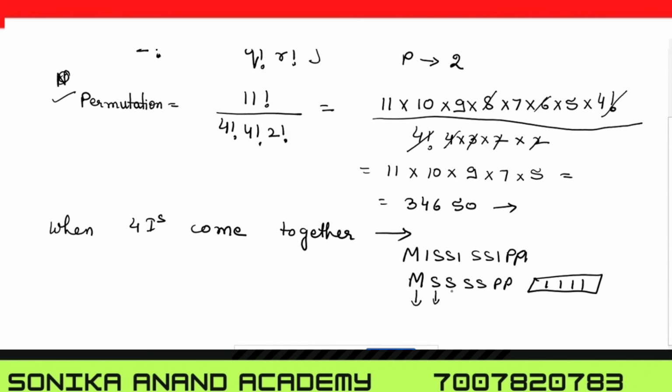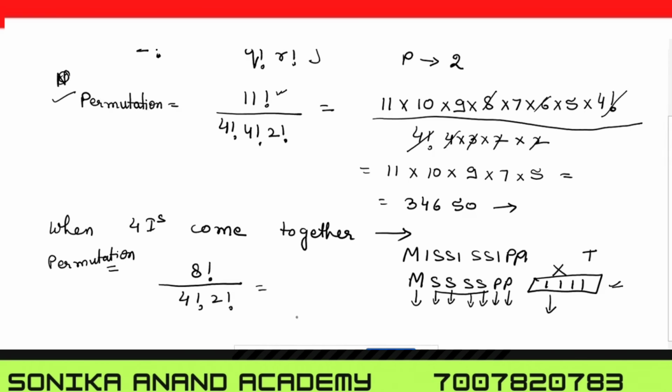One, 2, 3, 4, 5, 6, 7, 8. Overall, how many in total? 8. So in place of 11, I will take the permutation as 8 factorial. Now how many S's are there? 4 S's are there and 2 P's are there. Now find out this answer. It is the case when the four i's come together. We have to solve like this.